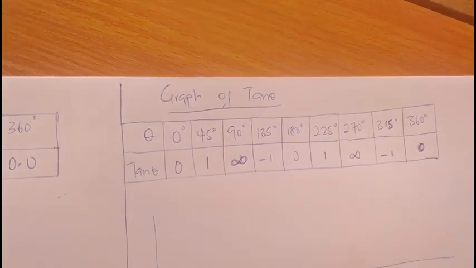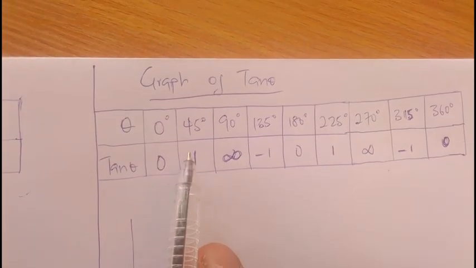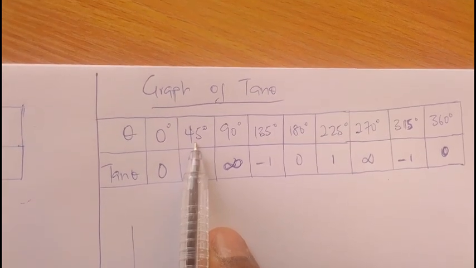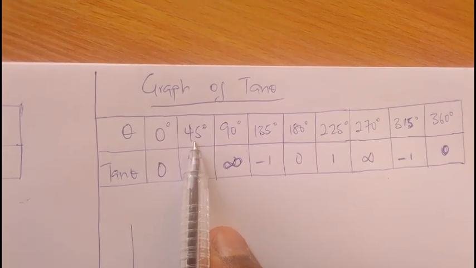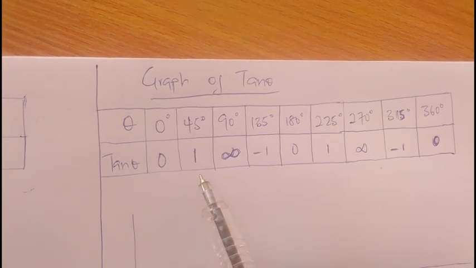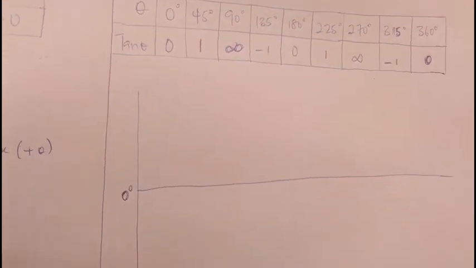Tan 360 is 0. Now this is the reason why I have to use 45. I can also use 30, but then I'll be having decimal values for 30. So that's why I use 45.